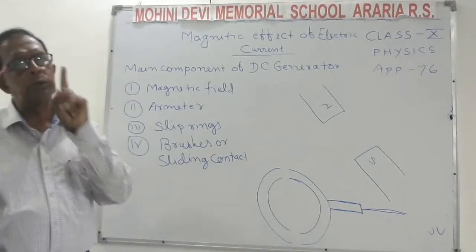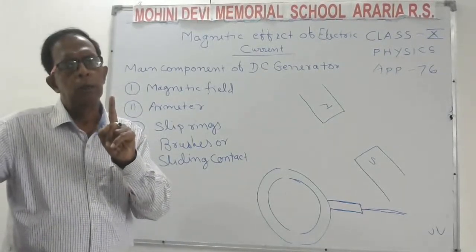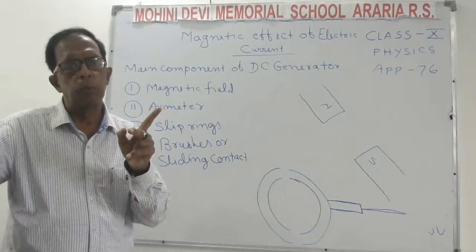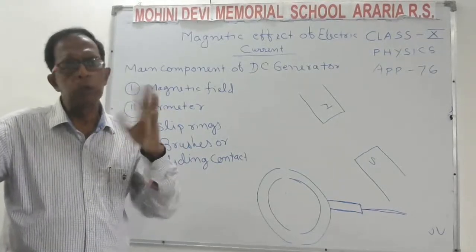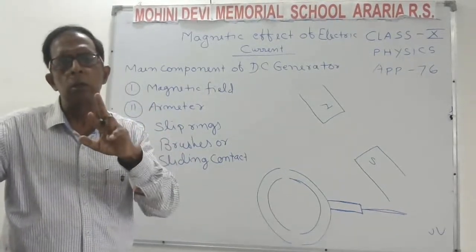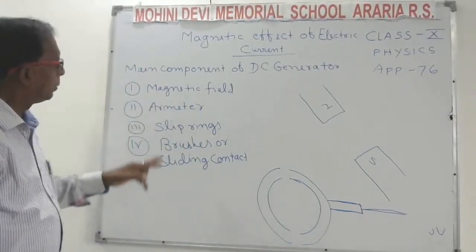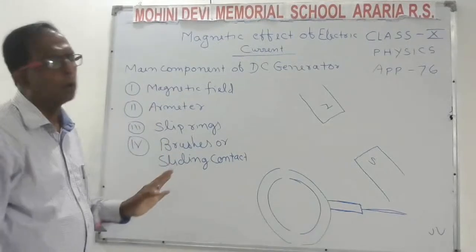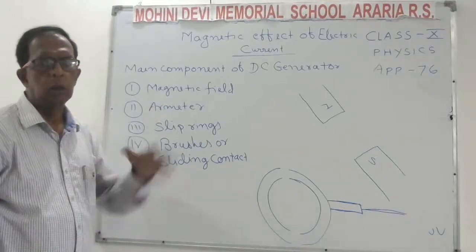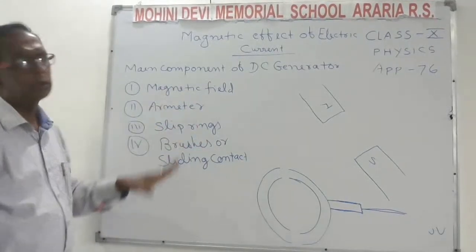So one single device does two types of work. One time it is a generator and one time it is a motor. These are the main components of the DC motor or DC generator. In both, the components are the same.